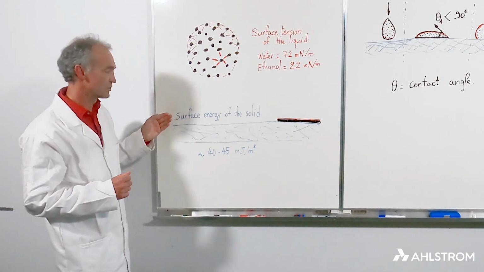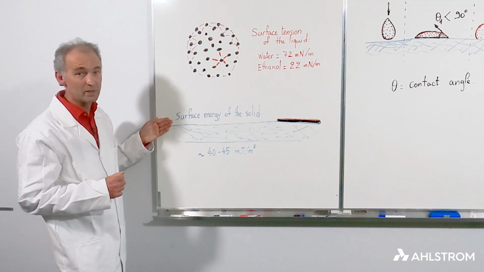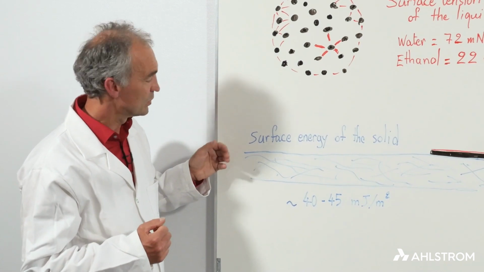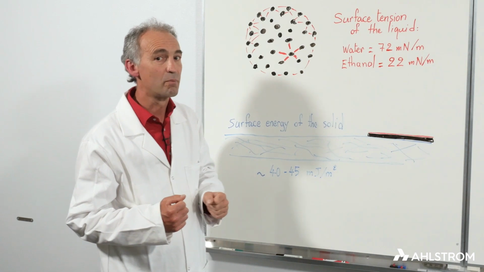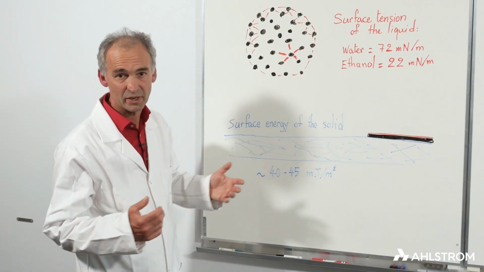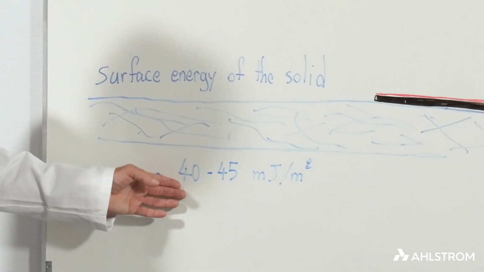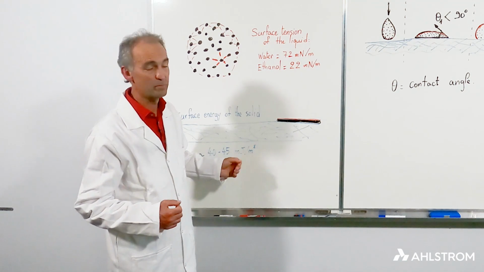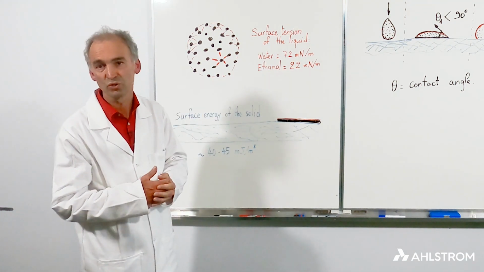If now we consider the solid substrate, we have a similar property that we call the surface energy of the solid. For most solids, and this is the case of our paper, this energy is in the range 40–45 millijoule per square meter. Millijoule per square meter is the same unit as millinewton per meter.